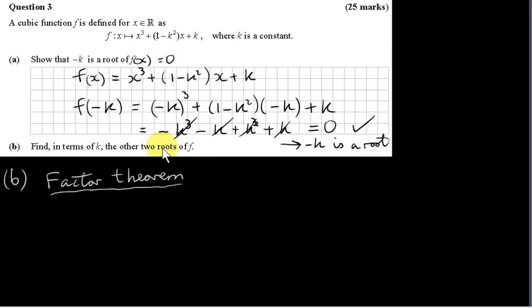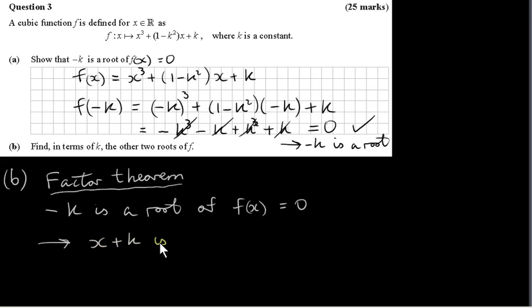Find in terms of k the other two roots of f. Well, here we use the factor theorem. If minus k is a root of f of x equals 0, it means that x plus k is a factor of f of x. So if we have the root, we just change its sign and write x in front of it, and then we have a linear factor of f of x. That means x plus k divides into f of x and leaves no remainder.